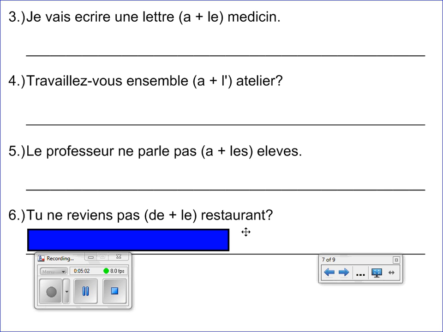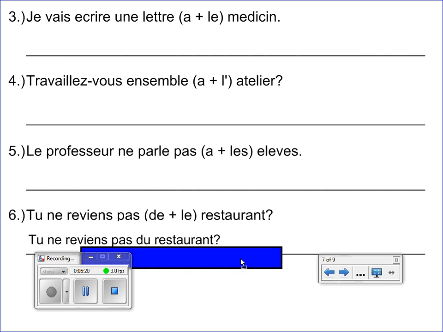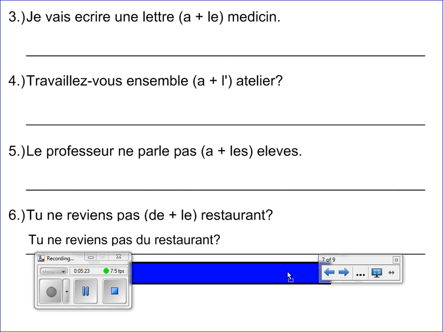Okay, I've done the example here, one that uses de. Tu ne reviens pas de le restaurant. Please put the video on pause so that you can jot down your solution to numéro 6. All right, and now it's time to reveal the solution. Solution is tu ne reviens pas du restaurant. So now put the video on pause again so that you can write down your solutions to 3, 4 et 5. All right, let's move on.